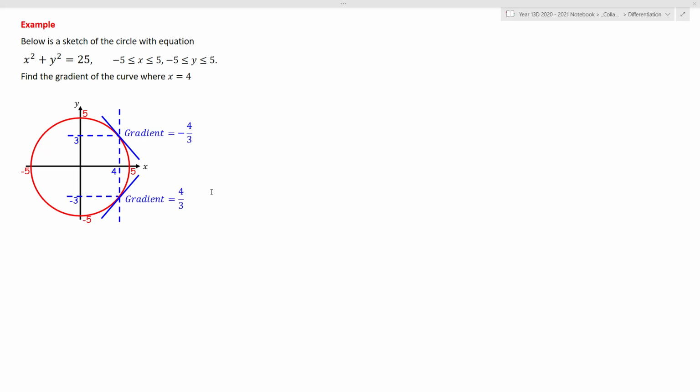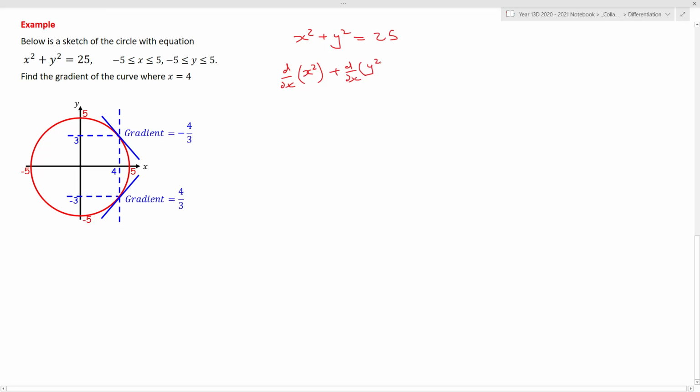So this example, we've got a circle with the equation x squared plus y squared equals 25 sketched out, and we've got to find a gradient when x is equal to 4. So let's write out our equation. X squared plus y squared is equal to 25. So we're going to differentiate that. So d over dx of x squared plus d over dx of y squared is equal to d over dx of 25. Now this line is not normally written. We tend to move on to the next line straight away.